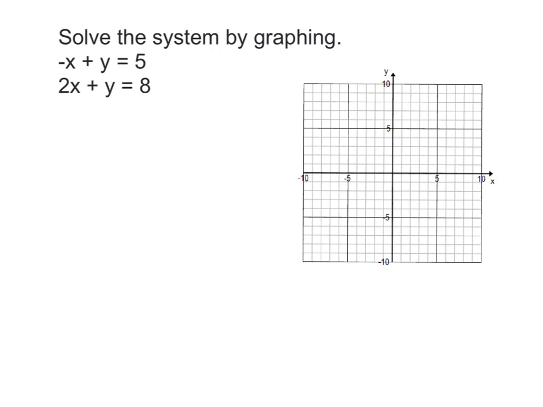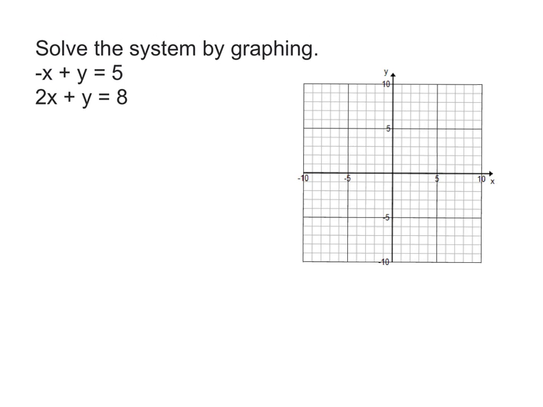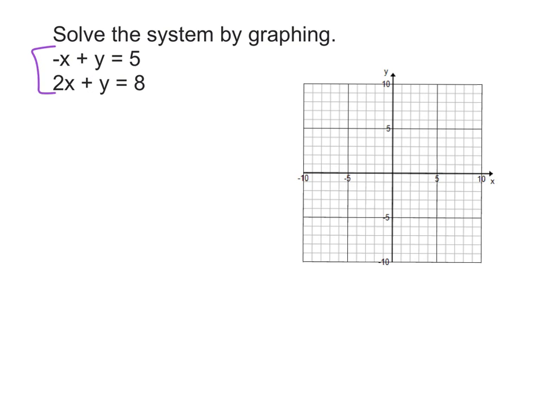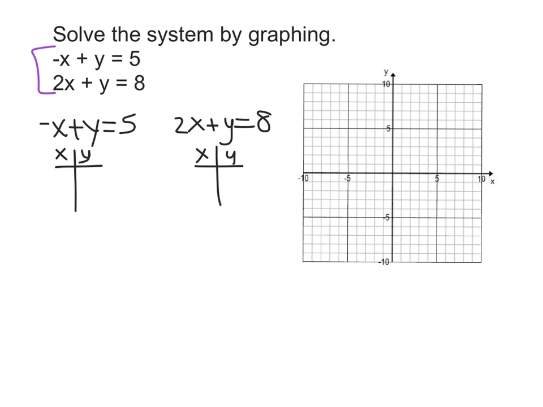All right, now this example is solve the system by graphing, but our equations are in standard form. When our equations are in standard form, that is when we use the teeny tiny table to graph them. So we have negative x plus y equals 5. We want to graph that using the teeny tiny table. And our second one is 2x plus y equals 8. And we want to use the teeny tiny table to graph that one as well. So in the first one, I'm going to put a 0 in for x. When I put a 0 in for x right here, that becomes 0, and we get y equals 5.